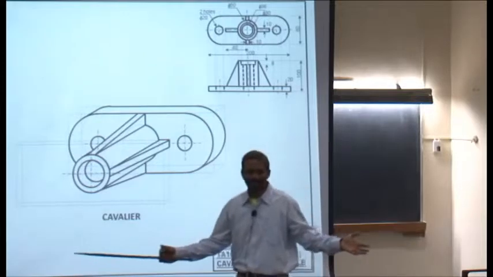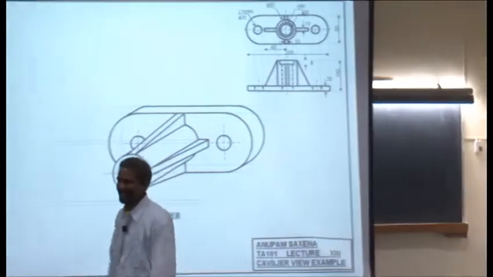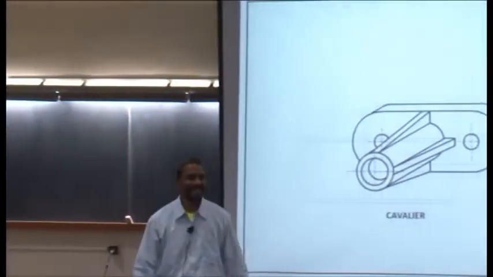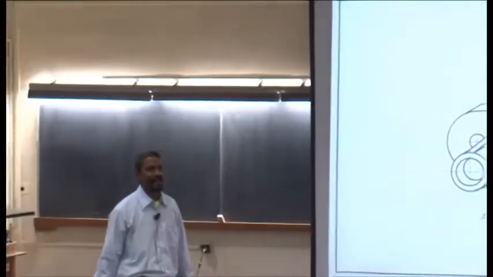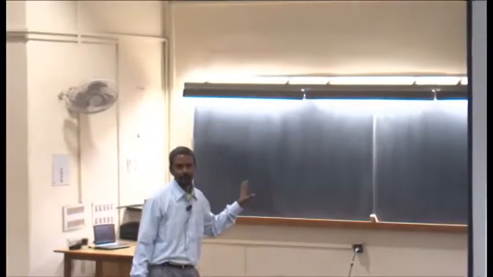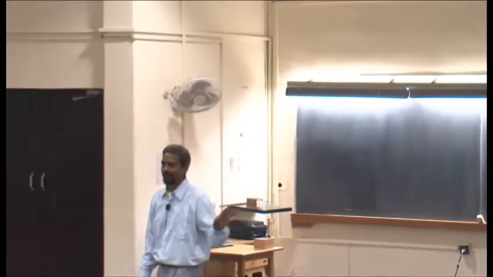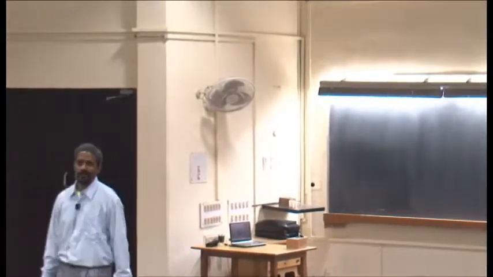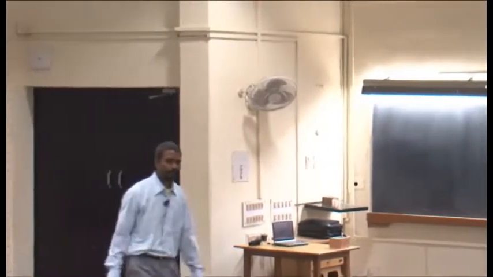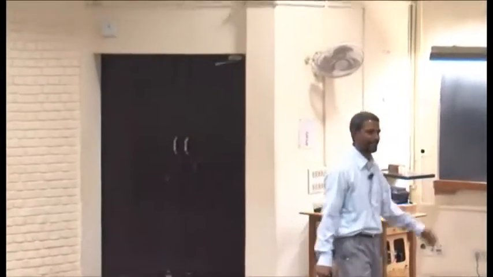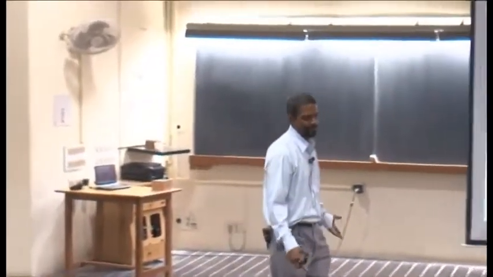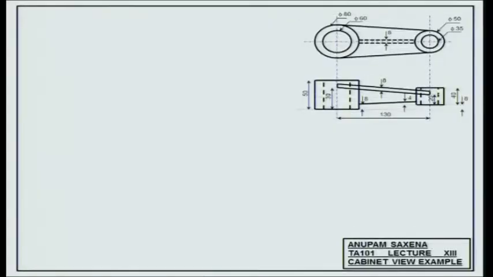I am permitted to make mistakes. But this actually gives you the essence of oblique view, right? So go back to your hostel rooms and draw the correct version of this drawing. Okay. Another one.